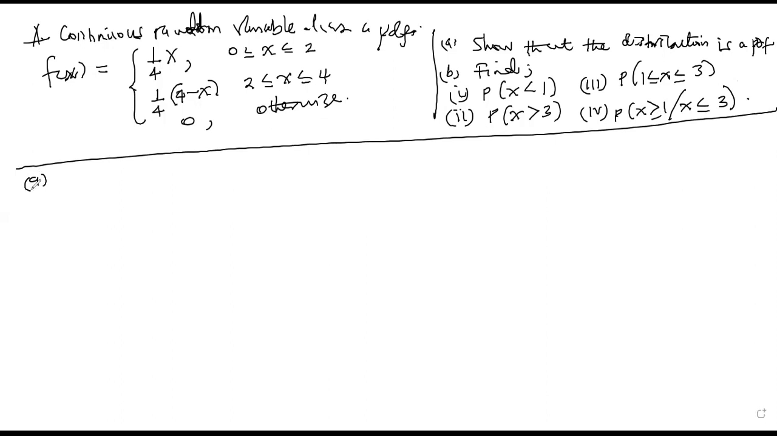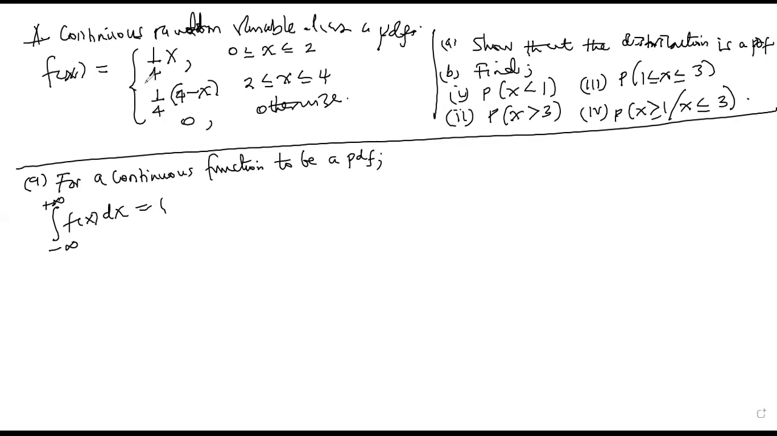Solution part A. To show that it's a PDF, since they told me that it's continuous, I will note that for a continuous function to be a PDF, the integral from negative infinity to positive infinity of f of x dx should be equal to 1. So I'm trying to prove whether this would be equal to 1 after integrating.